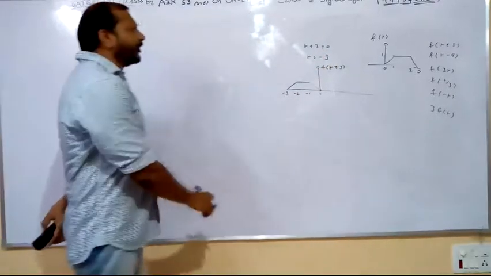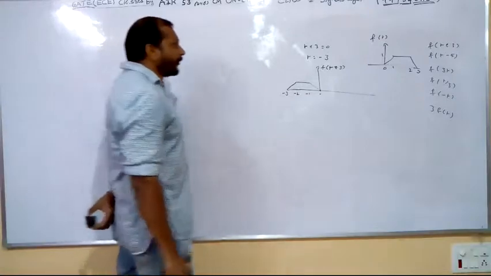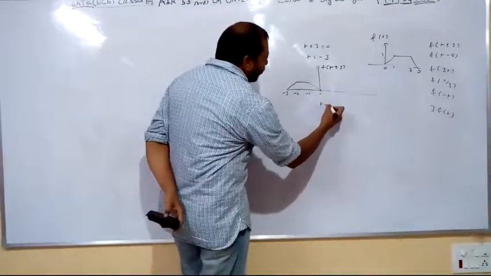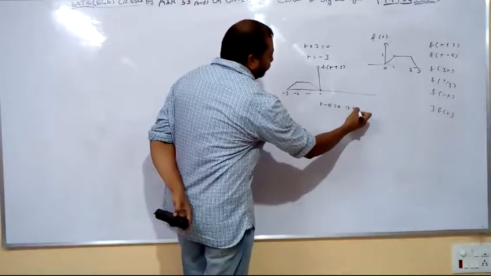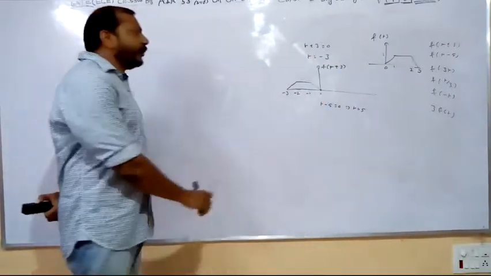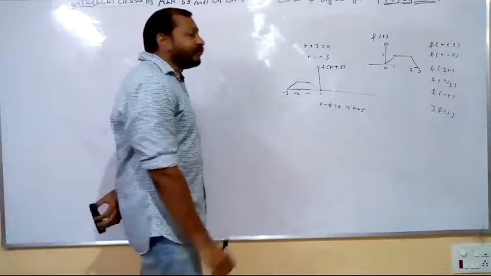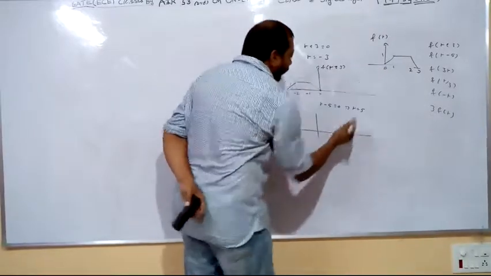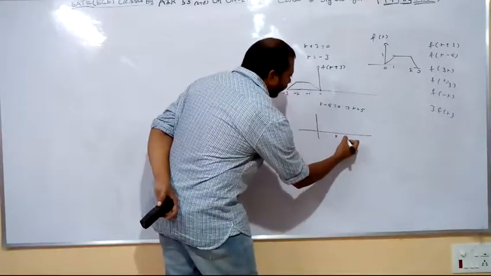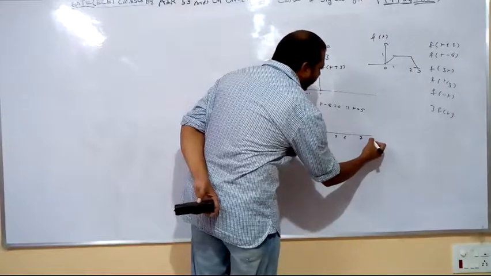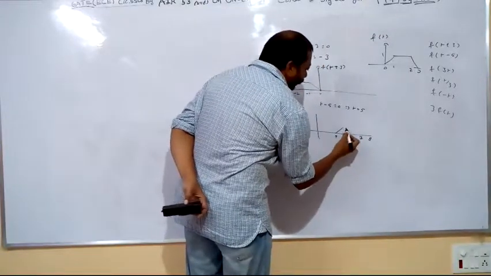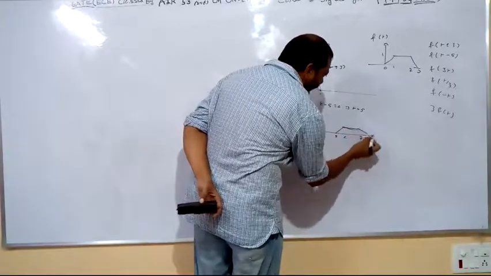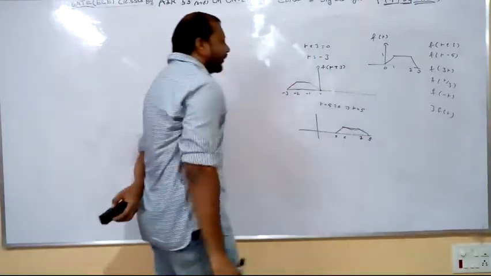Coming to the next one, f of t minus 5. T minus 5 is simply shifting only. For shifting, equate t minus 5 equal to 0, which implies t is equal to 5. Add this 5 to each and every instance of the signal. So the instances 0, 1, 2, 3 become 5, 6, 7, 8. The shape from 5 to 6 is like this, 6 to 7 is like this, and for 7 to 8, the corresponding shape is like this.